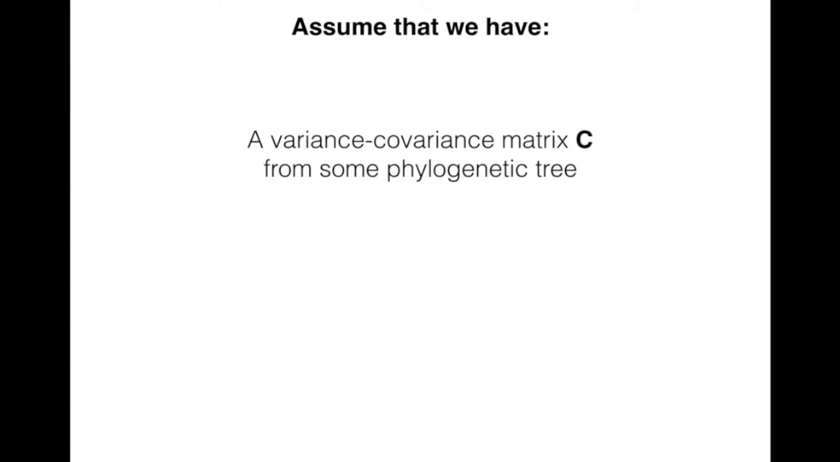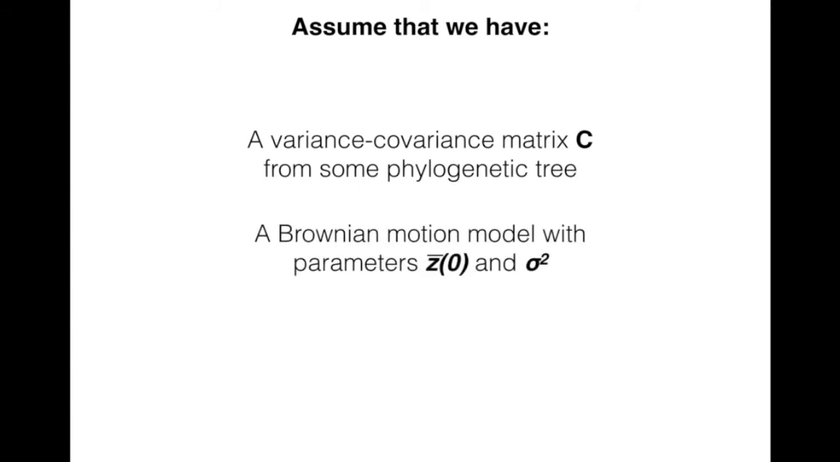So what we're going to assume is that we have a variance-covariance matrix C for some phylogenetic tree, a Brownian motion model with parameters z bar 0, that's our starting species mean trait. The bar over the z just denotes that we're thinking about species mean traits rather than the traits of individuals, and sigma squared, that's our Brownian motion rate parameter.